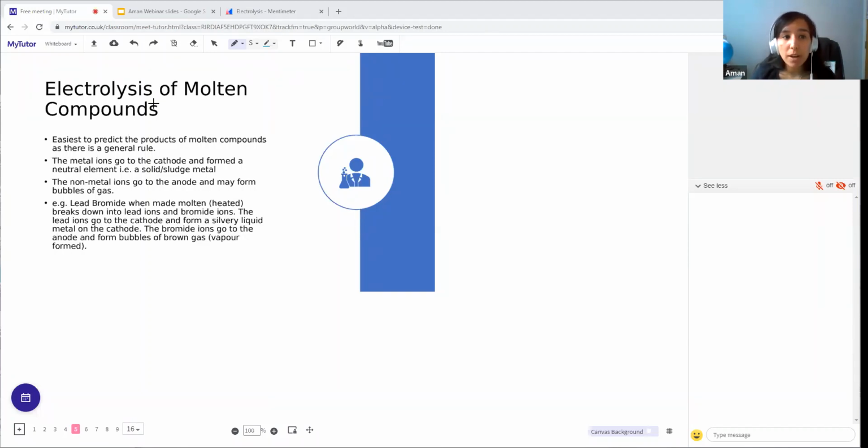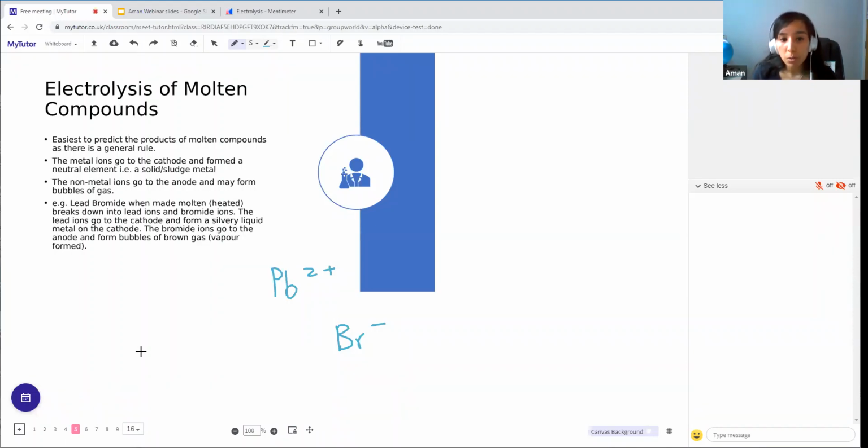Okay, any questions about electrolyzing molten compounds? So I've got an example here, which is lead bromide. So lead is Pb2+, bromide, Br-. And when made molten, so that just means heated, we use a lot of energy to heat them up, make them molten. It breaks down into lead ions and bromide ions.